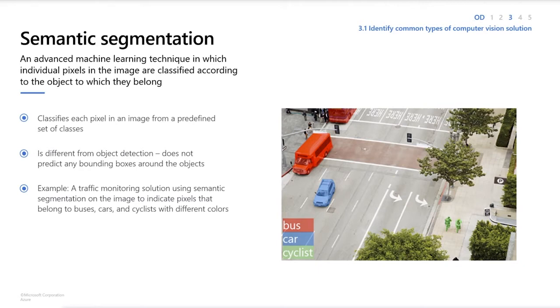Now, where this is different from object detection is it doesn't try to predict any type of bounding box around the objects. So where you might use this is in a traffic monitoring solution. What it does is it overlays what we call masks on the image to indicate the pixels that belong to, in this example on the screen, the buses, the cars, and the cyclists with different colors. What semantic segmentation does is it helps you answer the question, which pixel belongs to which object? And in your study guide, we're going to give you a couple different examples of semantic segmentation.